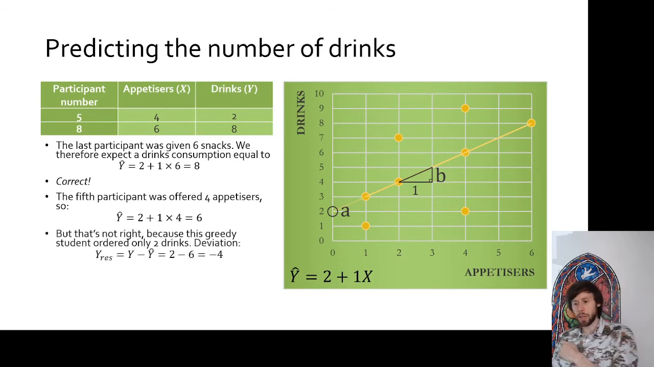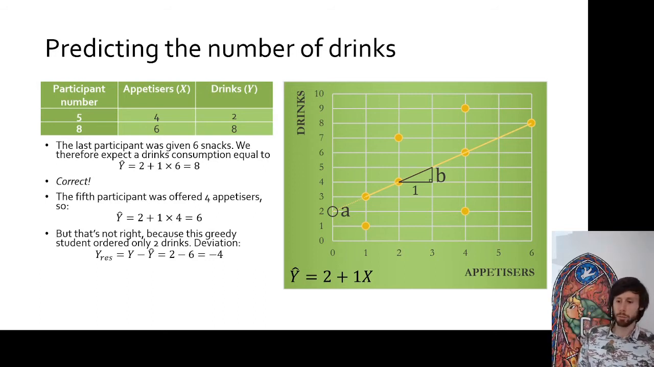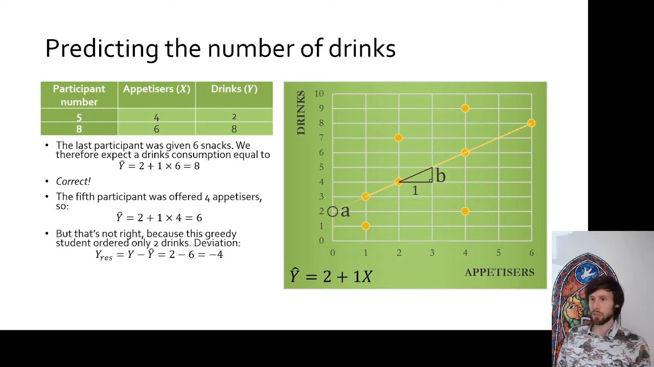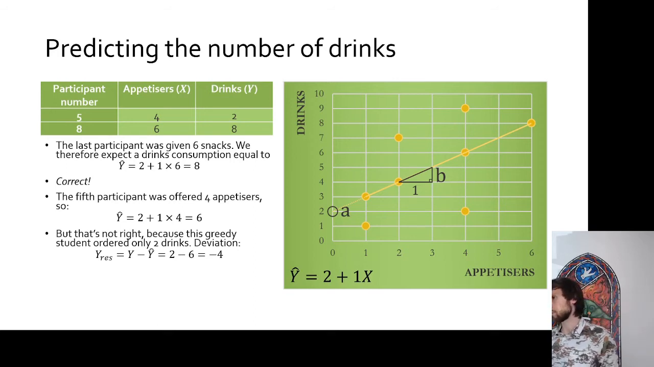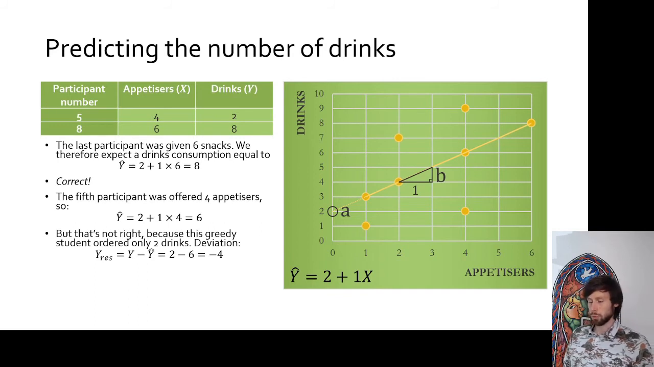But that's not the case, right? This greedy student, at least I'm assuming that it was a greedy student, only wanted to have 2 drinks during his stay. It is this participant in the data. Actually, is it? No, that's not him. Where is he? This is him. So the lower rightmost point in the scatter plot, that would be the individual that we're talking about.